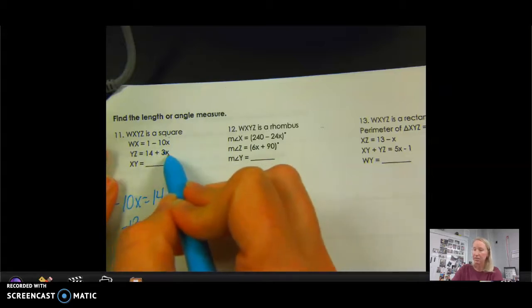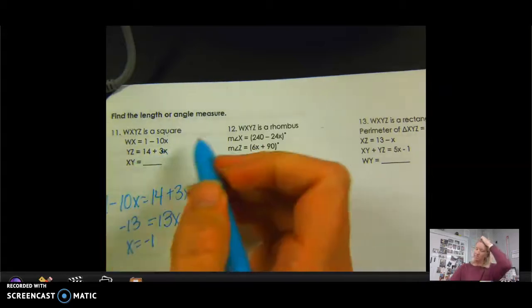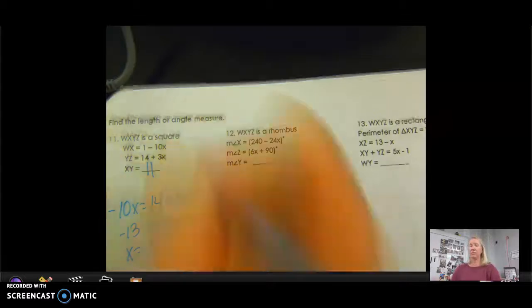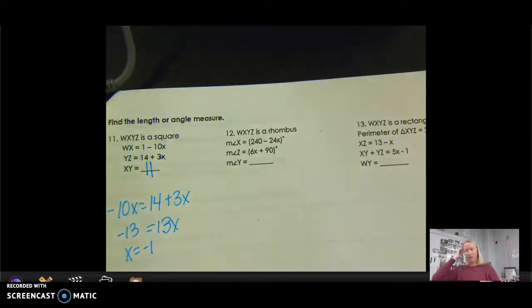So I'm going to do 3 times negative 1, which is negative 3. So 14 minus 3 is 11. So xy has to be 11 also. Go ahead and pause me and try 12 and 13 on your own.